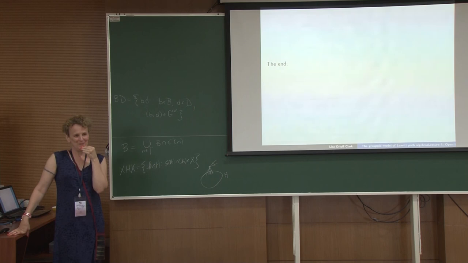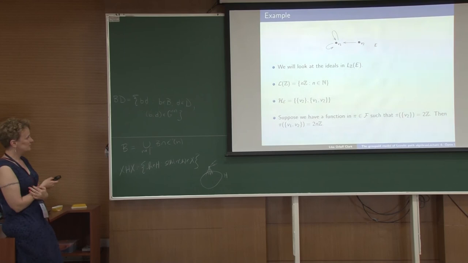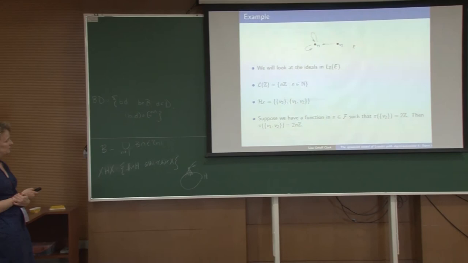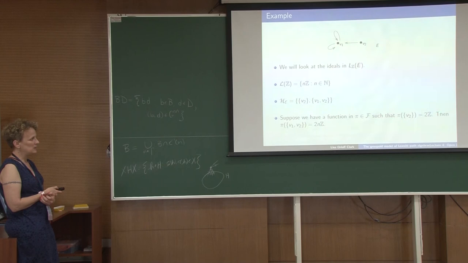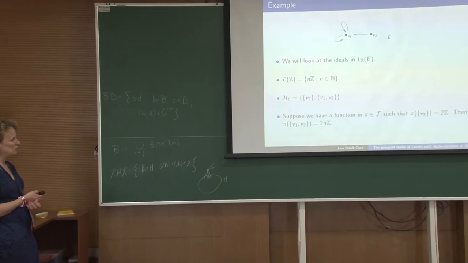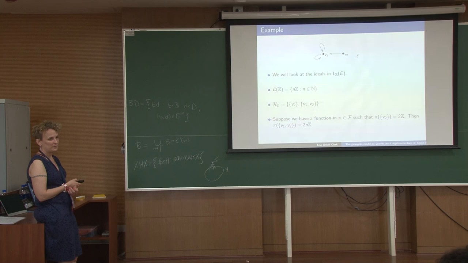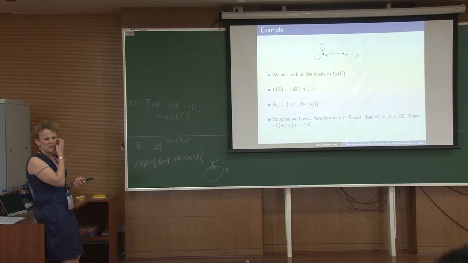In your previous example, can you go back? What happens if you take another ideal? The question is, you took pi of V2 to 2Z. Is it not possible to take pi of {V1, V2} to be another ideal? Maybe the whole Z? Whatever this is, maybe it would have been more illuminating if I said this is mZ, some ideal. Then whatever this went to would have to go to mnZ. Those are the only kinds of ideals that will give you distinct ideals in the Leavitt path algebra. I don't think I'm answering your question.